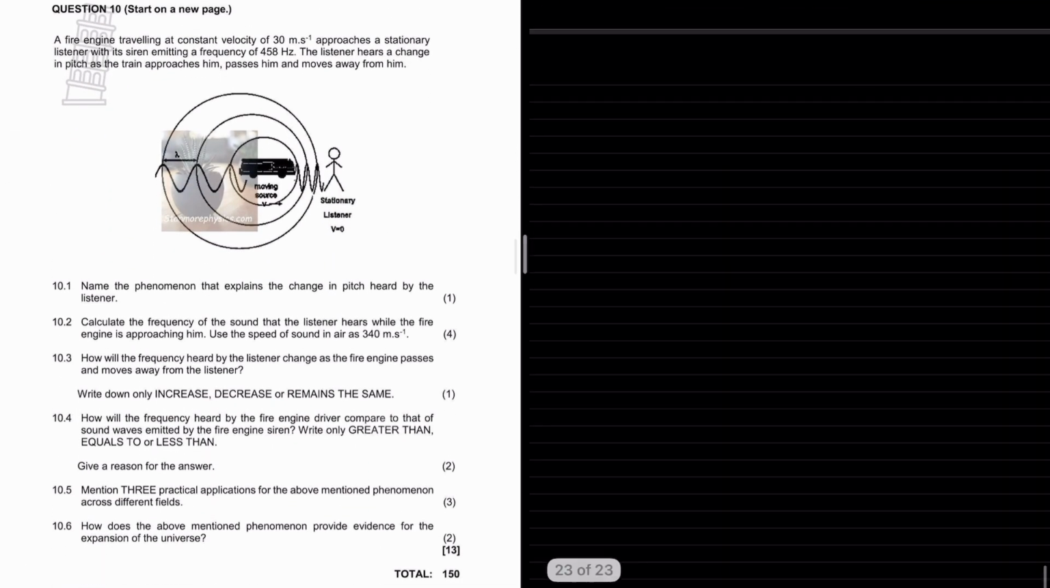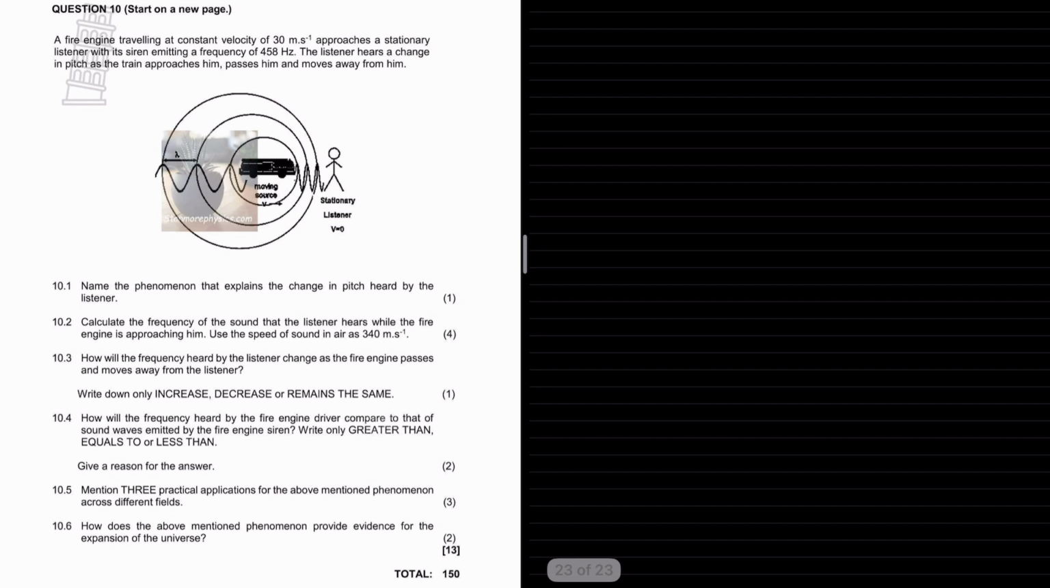And lastly, question number 10. A fire engine traveling at constant velocity, 30 meters per second, approaches a stationary listener with its siren emitting a frequency of 458 Hertz. The listener hears a change in pitch as the train approaches, passes, and moves away. Name the phenomenon. So this is the Doppler effect.